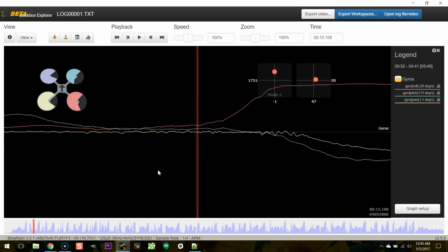I'll give you another final little tip on the way out, another thing we can do with the gyros, and that is we can use the gyros to analyze the overall noise level or vibration level of the copter. And the way that we do that is we zoom all the way out.